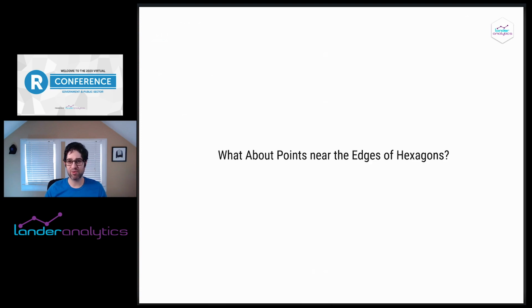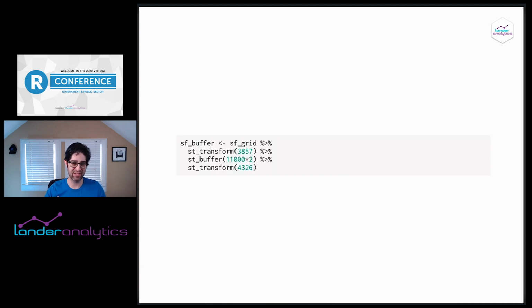But what do we do about the points near the edges of the hexagons? What if you had 2 points on either side of a hexagon border? What do we do about those? Because they wouldn't be compared, even though they might be right next to each other. So we inflate the hexagons. We use stBuffer to make each hexagon spill over a little bit into the other hexagons.